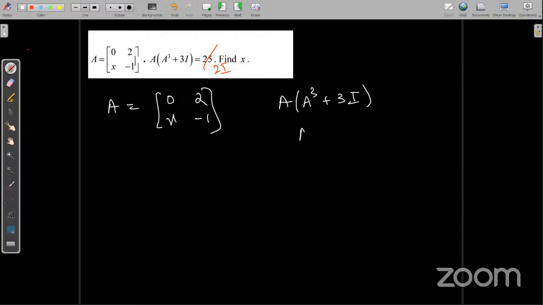So this is nothing but A^4 plus, guess what, any matrix multiplied with the identity matrix is the same matrix itself, right? So it is A into 3I, and A into I is A itself. So it is 3A. Let us find this one first.